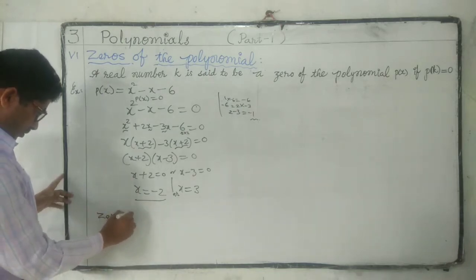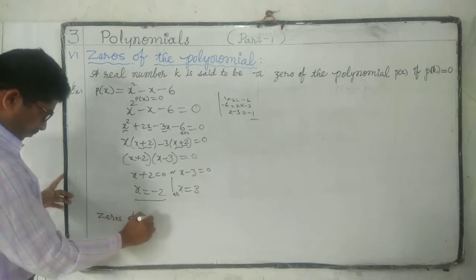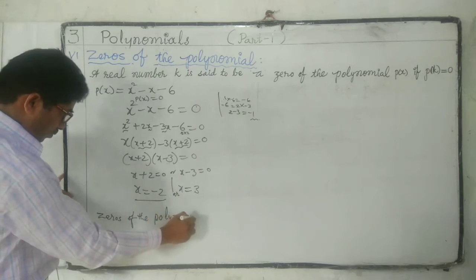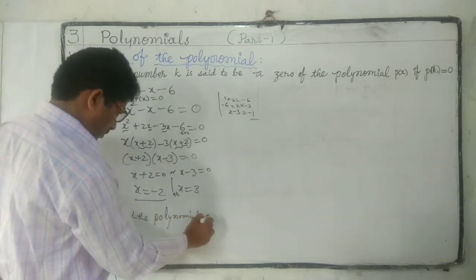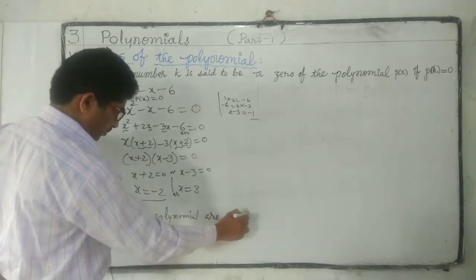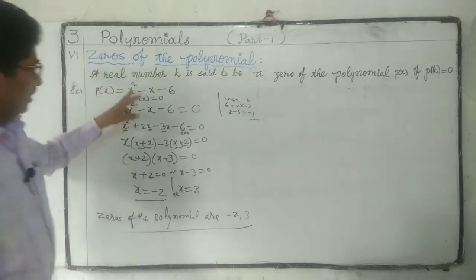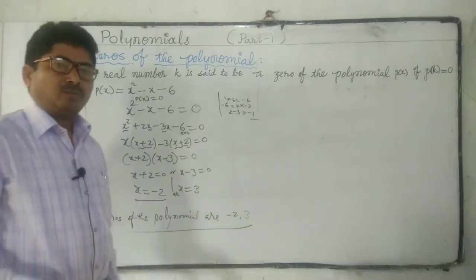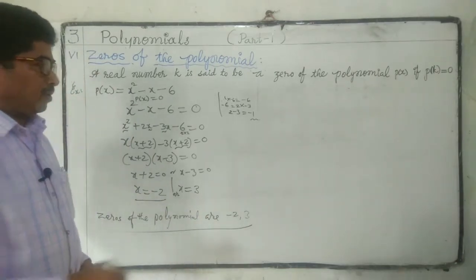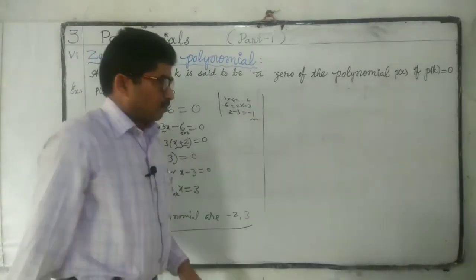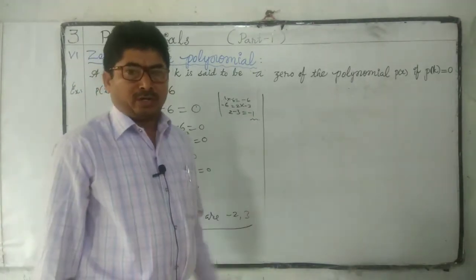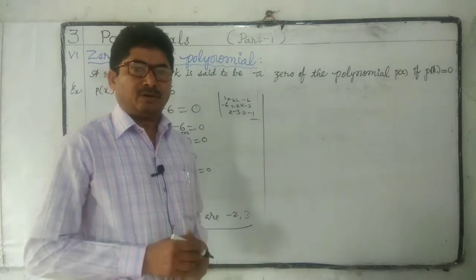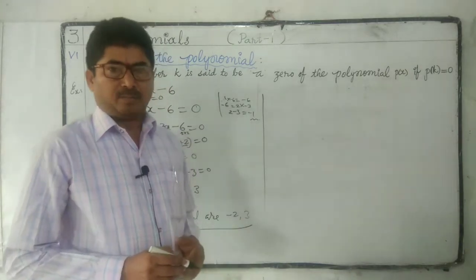Zeros of the polynomial are minus 2 and 3. So it is a quadratic polynomial. That's why it has two zeros. Without doing this also, we can identify zeros of the polynomial for a linear polynomial.